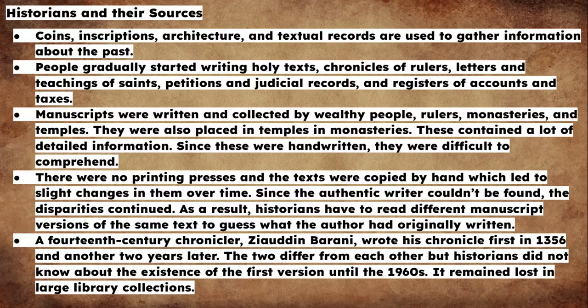Now, historians and their sources. Coins, inscriptions, architecture, and textual records are used to gather information about the past. People gradually started writing holy texts, chronicles of rulers, letters and teachings of saints, petitions and judicial records, and registers of accounts and taxes.